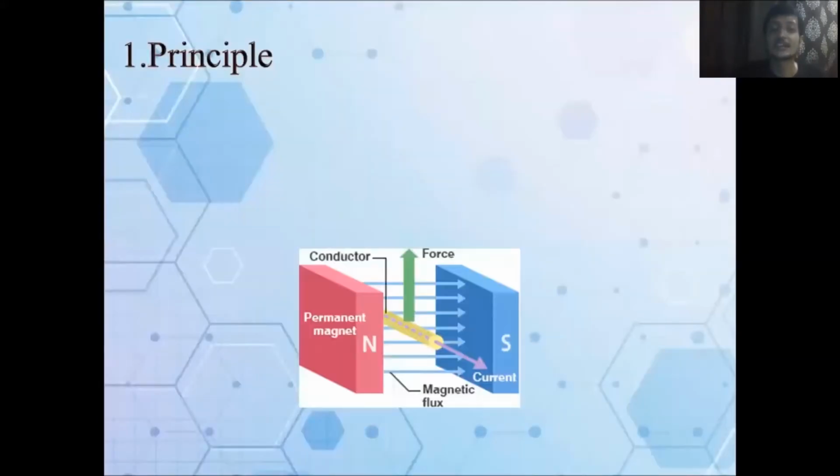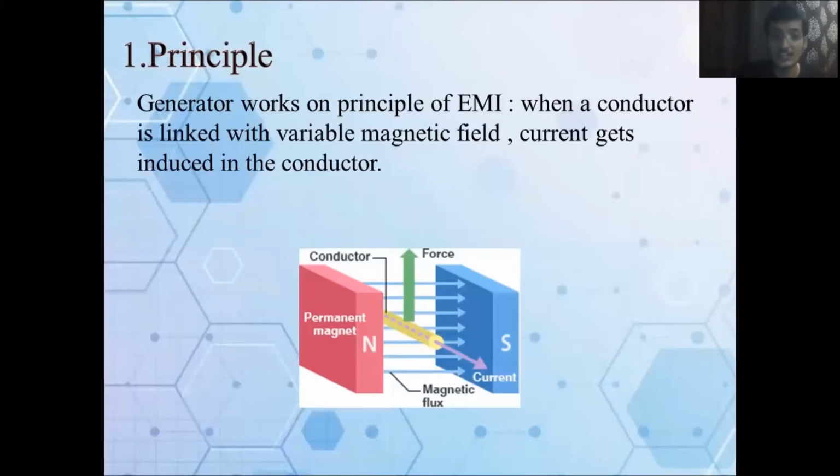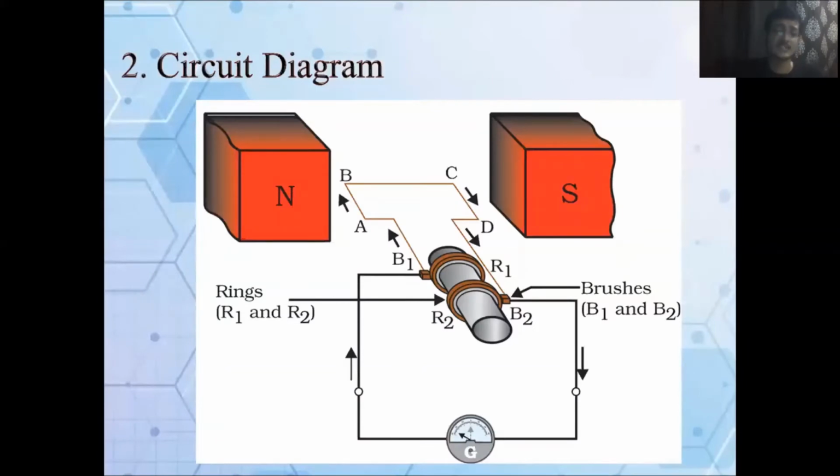The principle is electromagnetic induction. It means when a current conductor is linked with a variable magnetic field, then current gets induced in the conductor. So here, inside a generator, the conductor keeps on rotating in a magnetic field with the help of external circuits. If the conductor is rotating, it means it will induce current. It will produce current.